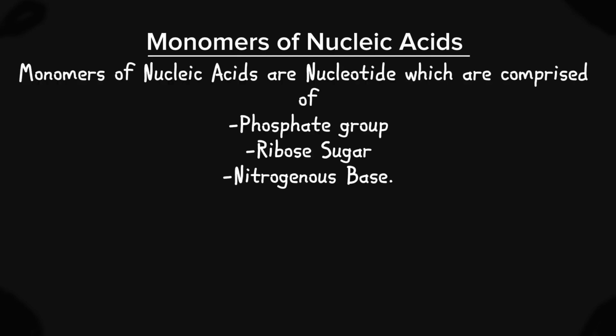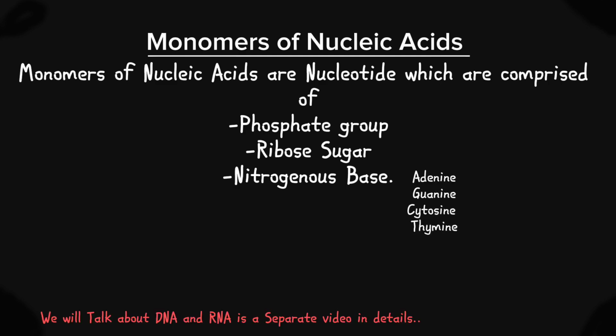The monomers of nucleic acids are nucleotides, and these nucleotides are comprised of a phosphate group, a sugar, which is the ribose sugar, and a base, which is the nitrogenous base, which can be adenine, guanine, cytosine, and thymine. Nucleic acids like DNA direct cell activities because they contain the genetic information which codes for different instructions.